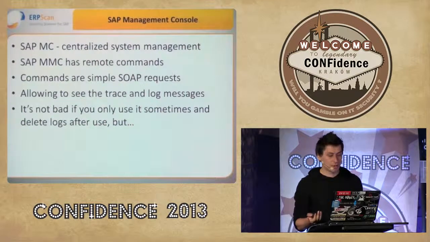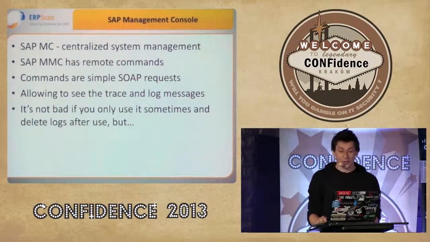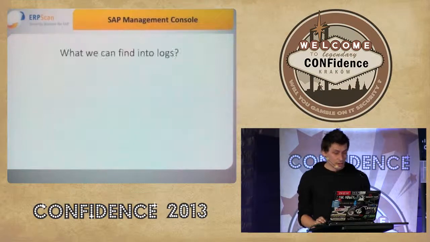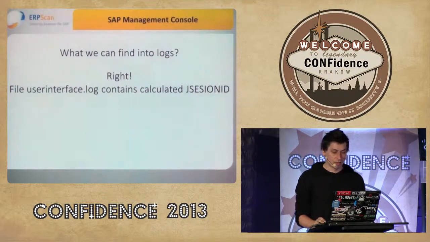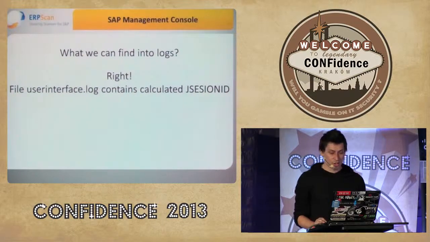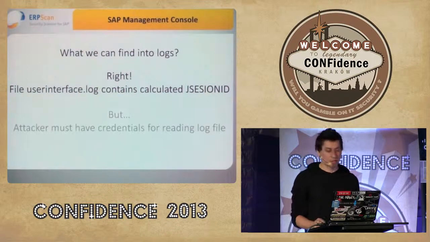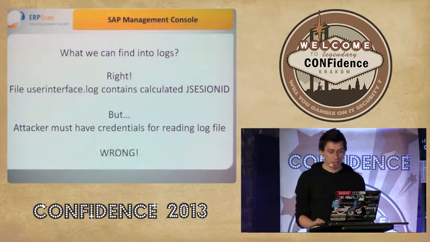The SAP Management Console provides a common framework for centralized system management. It allows an administrator to see the trace files and log messages. It's not bad if you only use it sometimes and delete the log after use. But what can we find in logs? Right, for example, session IDs. The file userinterface.log contains clear session IDs. One would think this kind of information should be protected by authentication, but it's wrong.